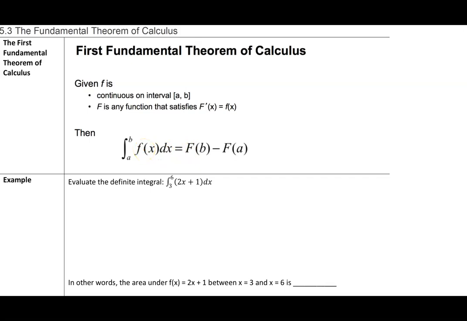Okay, now let's get straight into examples. Let's evaluate the definite integral of 2x plus 1 dx from 3 to 6. So first off, this is small f of x. We have to find its antiderivative.